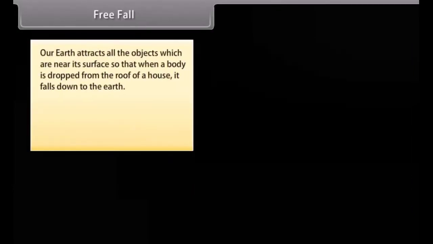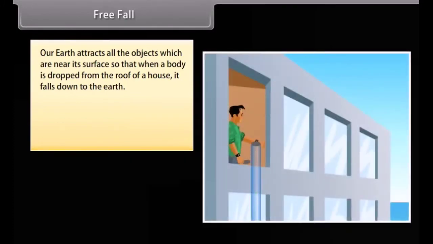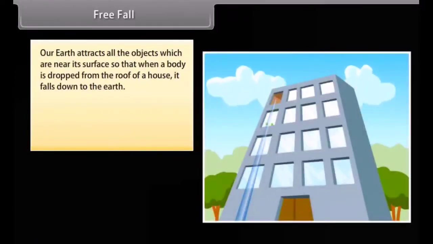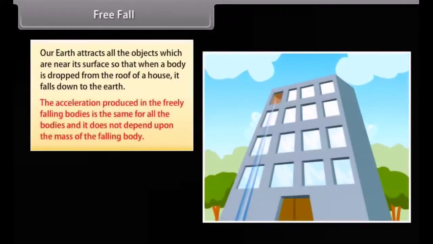Free fall. Our earth attracts all the objects which are near its surface, so when a body is dropped from the roof of a house, it falls down to the earth. The acceleration produced in freely falling bodies is the same for all bodies and it does not depend upon the mass of the falling body.